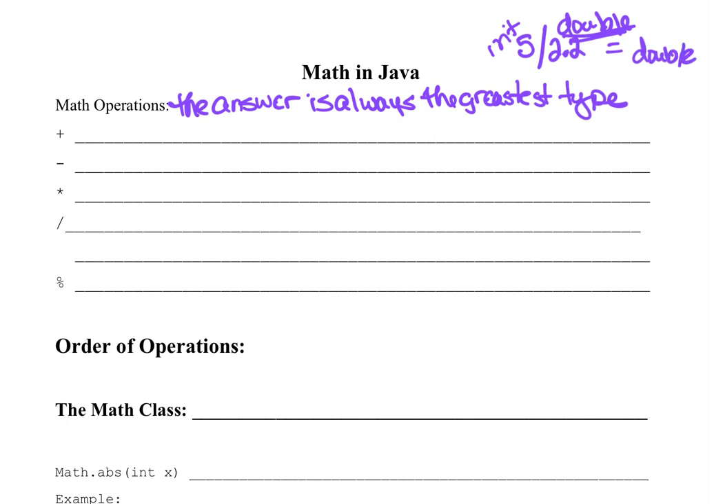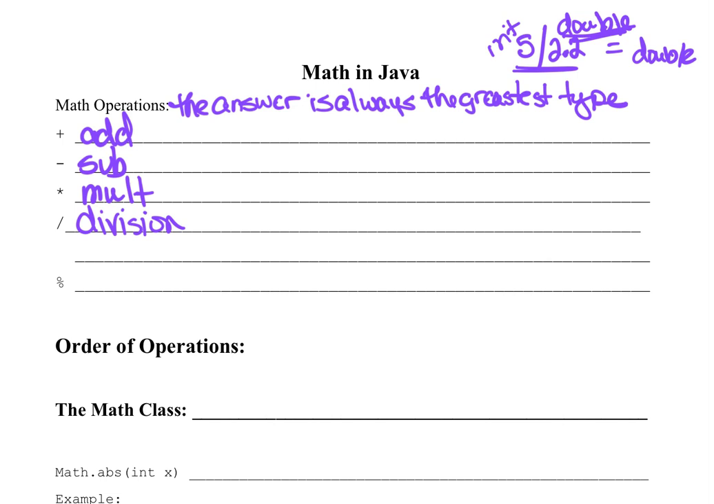All right, so the basic ones, it's similar to a calculator. This is addition. This is subtraction, multiplication. Once we get into division and the next one, things get a little more fun. So this is division. But it's important that we realize the greatest type. So the answer does depend on the type of values that are being divided.